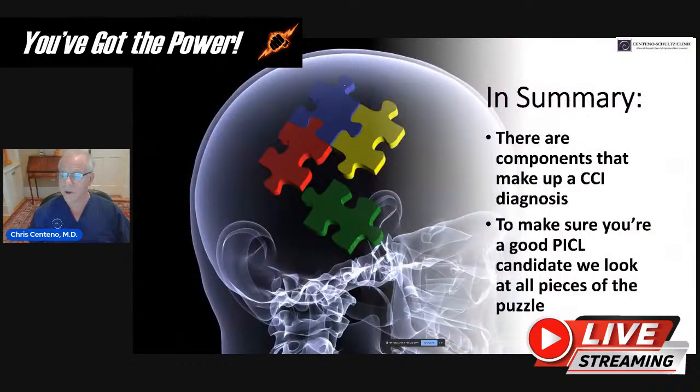So in summary, there are components that make up a CCI diagnosis. It's kind of like a big puzzle. You want to put all those puzzle pieces together so that you feel comfortable as a doctor that you're doing the right thing for the patient. And that's what it really comes down to. Because listen, if we're talking financially, I could make a lot more money if I just said everyone who thinks they have CCI has CCI. I don't do it that way.